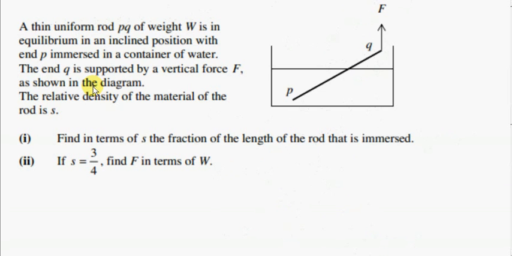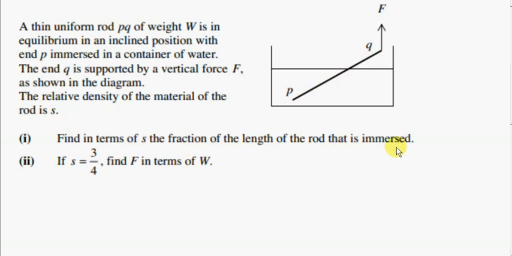A thin uniform rod PQ of weight W is in equilibrium in an inclined position with end P immersed in a container of water. The end Q is supported by a vertical force F, so F has no horizontal component. The relative density of the material of the rod is S. Find in terms of S the fraction of the length of the rod that is immersed.